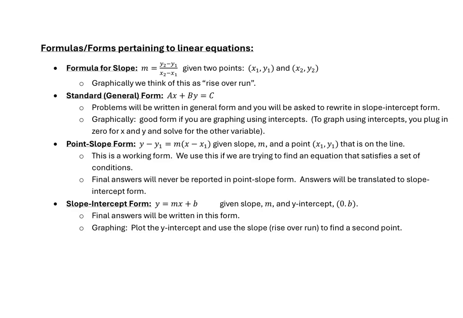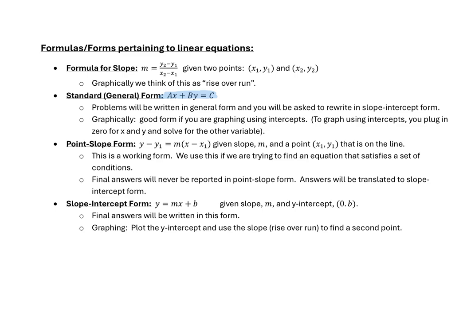So the first one that we have is general form. General form is ax plus by equals c. This is usually going to be the start of a problem. Quite often we write problems in general form, and then we are asked to rewrite in slope-intercept form. General form is also a good form if we want to graph using intercepts.